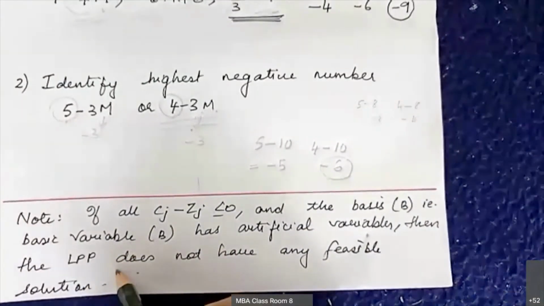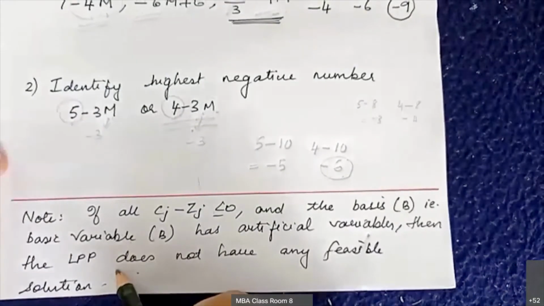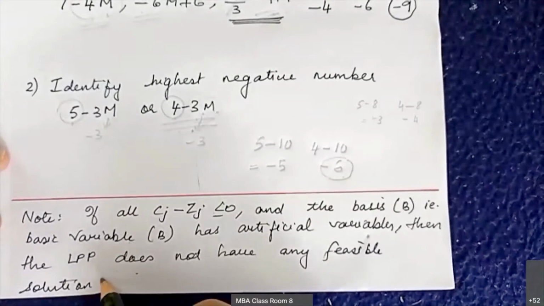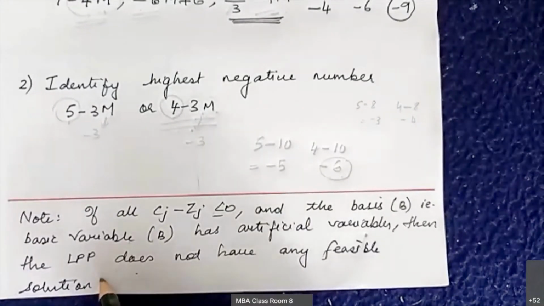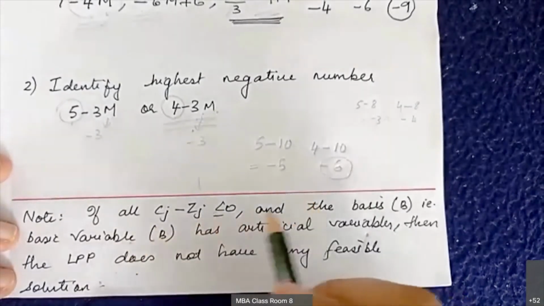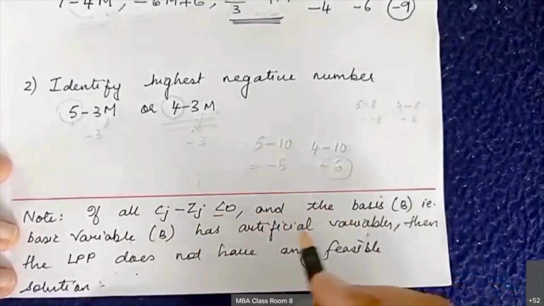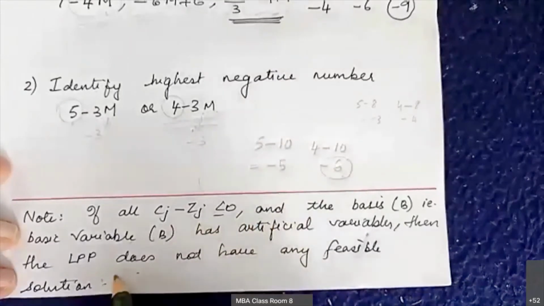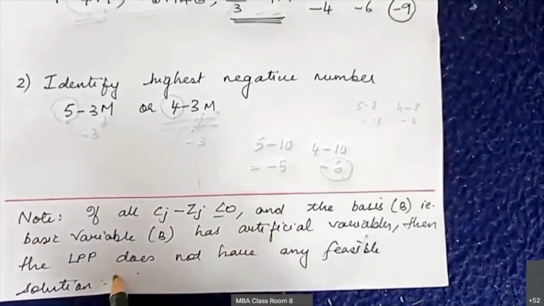Okay, in that case, the LPP will not have any feasible solution, it is an infeasible solution. I hope you remember the graph of the infeasible solution. We have already completed the infeasible solutions graph. So now, the simplex table will approach the infeasible graph the same way. So you don't have to worry about this. We'll solve a problem and then you will understand more.